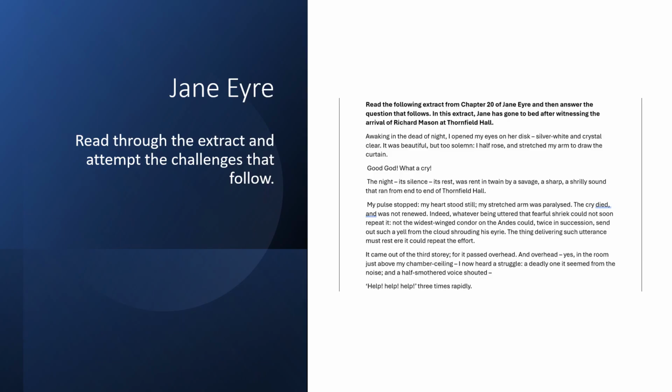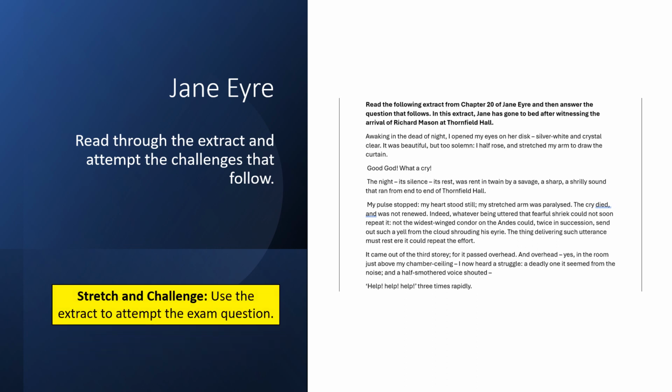Now if you'd like some extra revision materials, then what you can do is you can access the Word document that is attached to the link that's provided in the description below. What I'd like you to do is to read through the extract and attempt the challenges that follow. So this extract has come from chapter 20 of Jane Eyre, and it will help you to think about some of the key questions that might come up in the exam. Also try and think about the stretch and challenge things and try and have a go at the exam question.